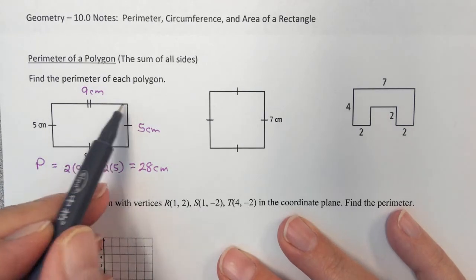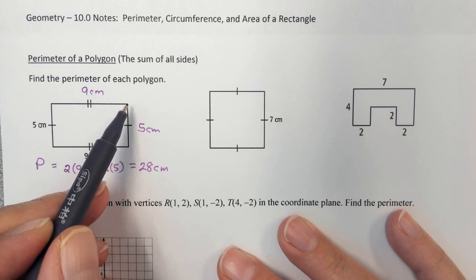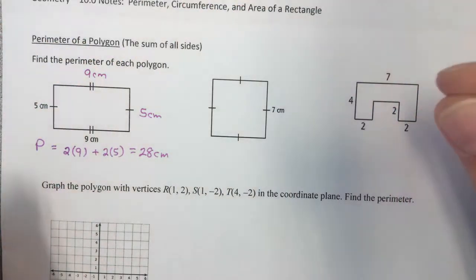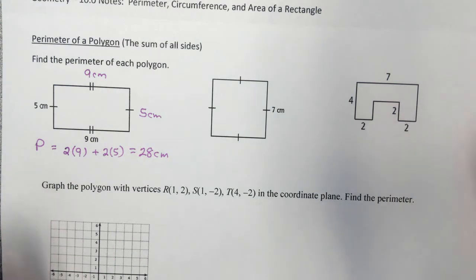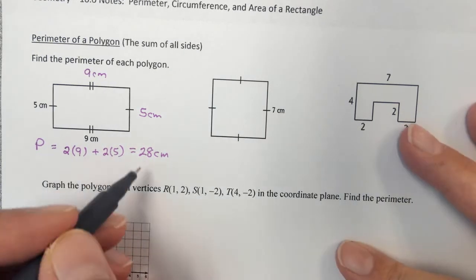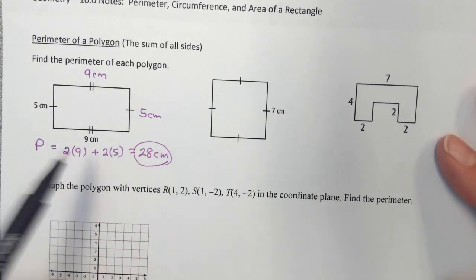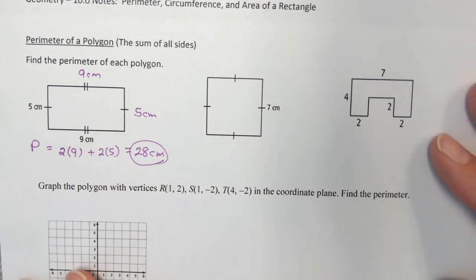Technically, if you wrap a string around this rectangle and then you break it apart at a corner, you could pull that rectangle apart and lay the string out flat and make it just a line. So it's never going to be square units. It's always going to be linear units, centimeters to the first power. Okay. Again, if you want to add the parts 5 plus 9 plus 5 plus 9, that still works.